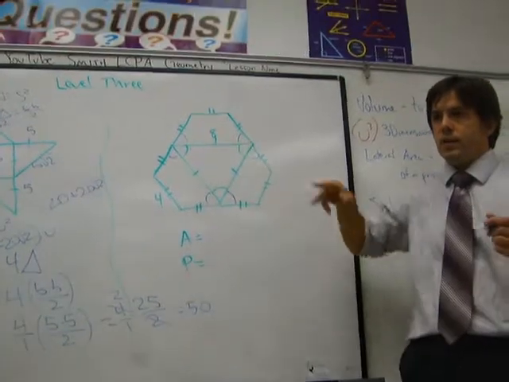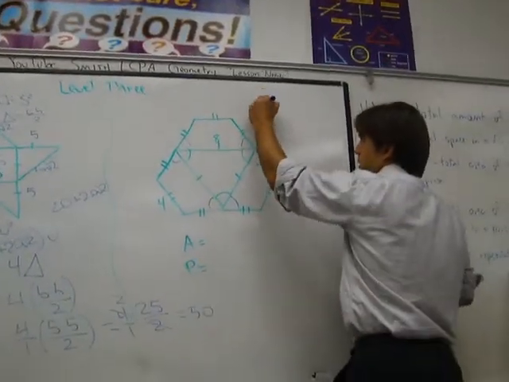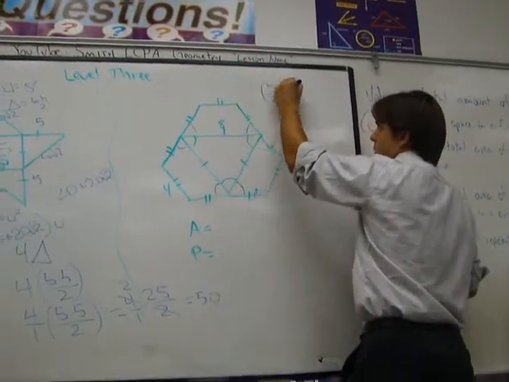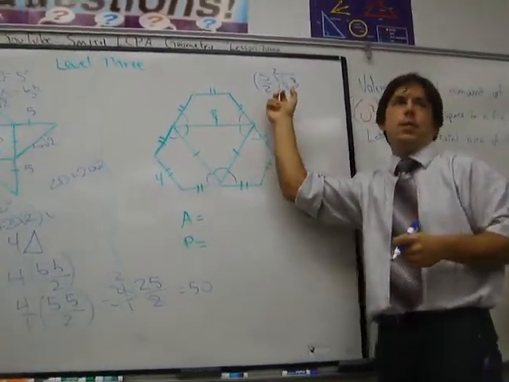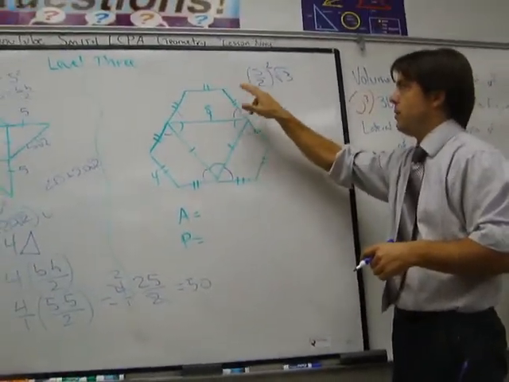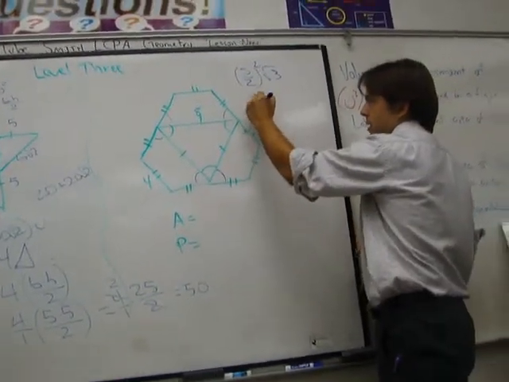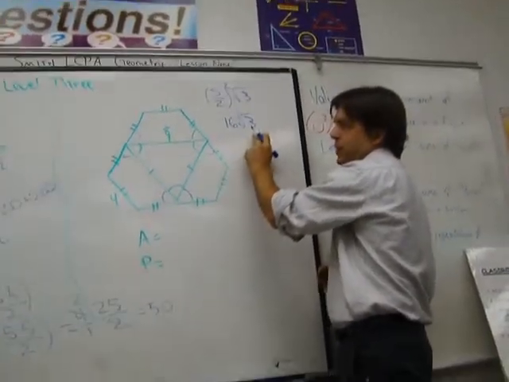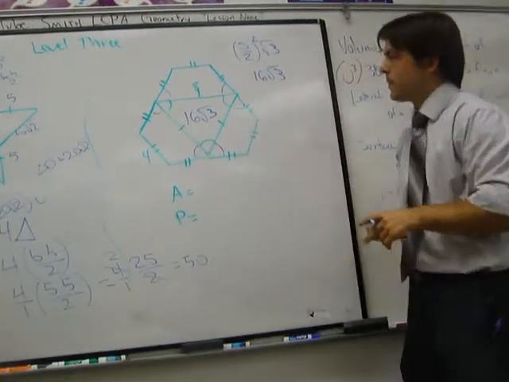Tell me, what is the best area formula for the equilateral triangle? S over 2 squared square root of 3. Hoping that gets so old to you, you think it's easy. What is our S here? 8. What's 8 divided by 2? 4. What's 4 squared? 16. So 16 square root of 3. Is that it for the triangle? Yes. Good.